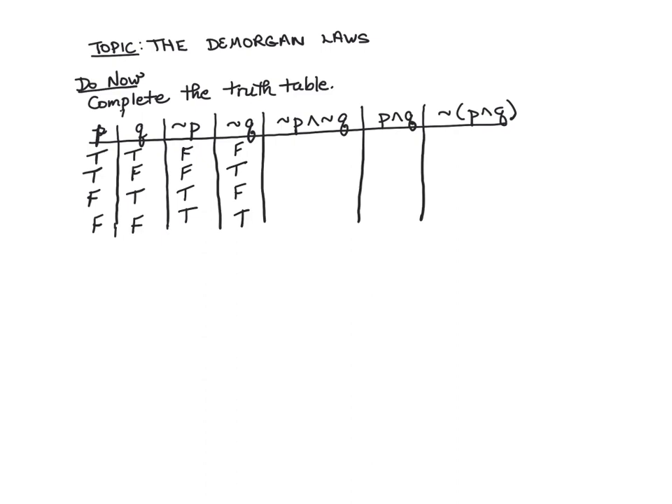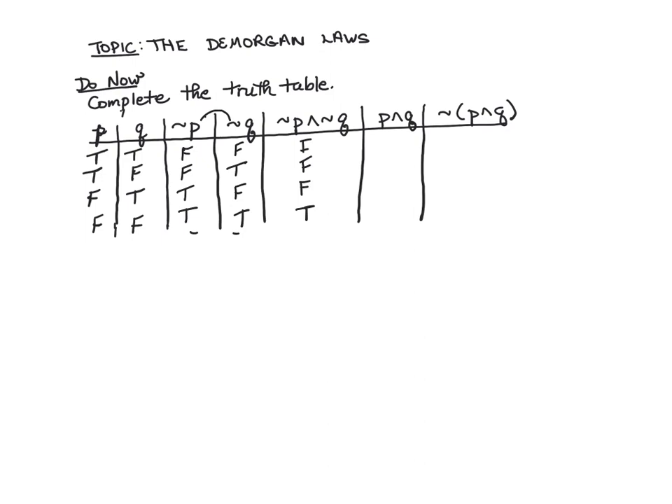Okay, now we're going to form the conjunction of these two and we've noted that a conjunction is true when both of its conjuncts are true. So that only happens in the last one, when we have a T and a T. Otherwise, the conjunction's false.